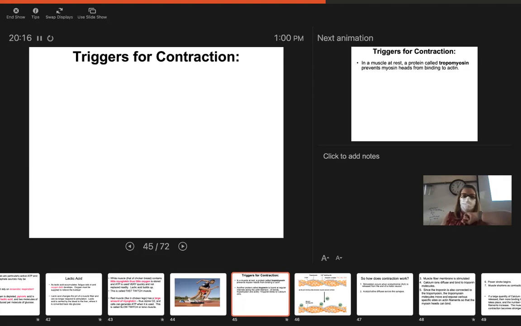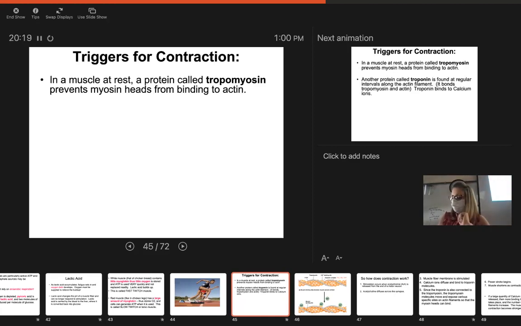So I've got troponin and tropomyosin right here. Hold on, I'm going to tell you what to write. Tropomyosin first. Tropomyosin prevents myosin heads from binding to actin. Write that down. And here's what I would write. When I did the example, it was the rope. It's a long word because it's a long molecule. Long word, long molecule. It's the rope that wraps around actin.